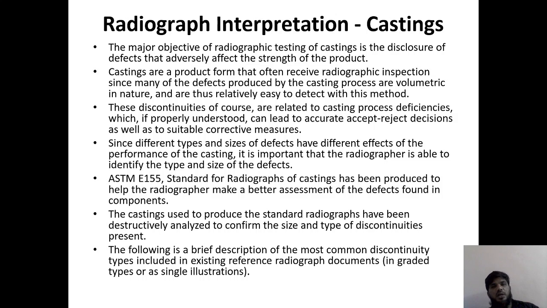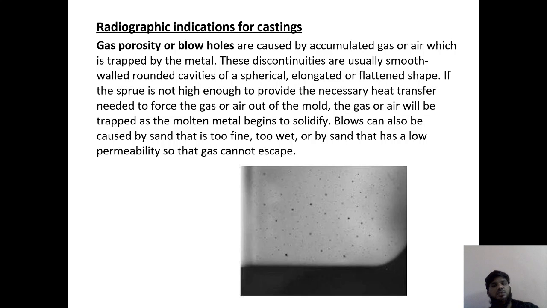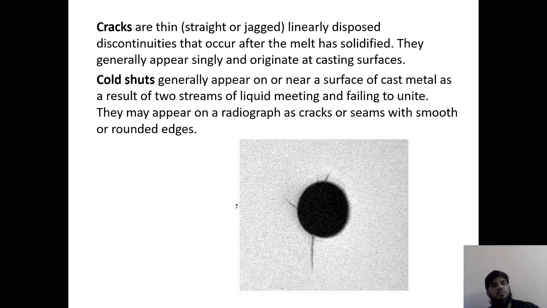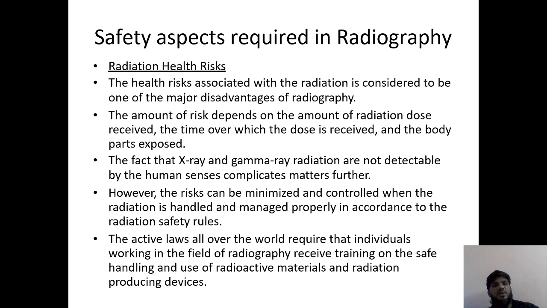Okay, so now radiography interpretation in casting. This generally happens in casting. We know that casting will have some gaps, porosities, blowholes which we generally see. So the blowholes will be observed like this. Next is sand inclusion or dross. That is nothing but metallic oxides formed, which are generally observed as dark spots. Next, cracks can be observed in the blowholes like this. Okay, so these are the different inclusions.